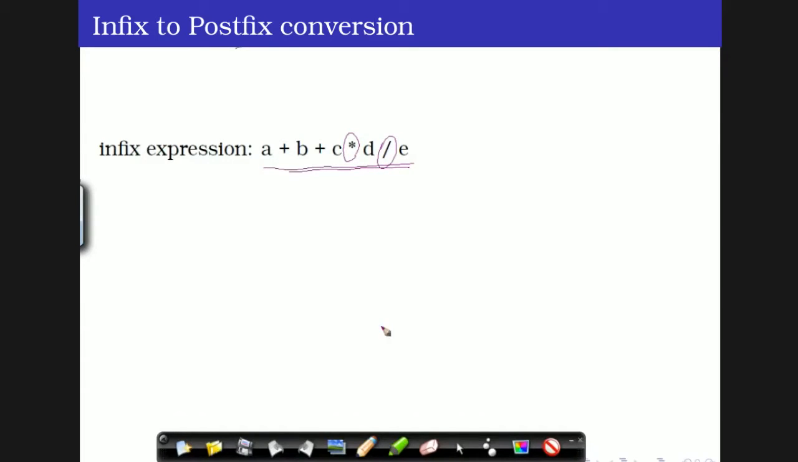So which one must be evaluated or converted first? Which operation must be converted, whether it should be multiplication or division? And that depends upon the associativity rule.